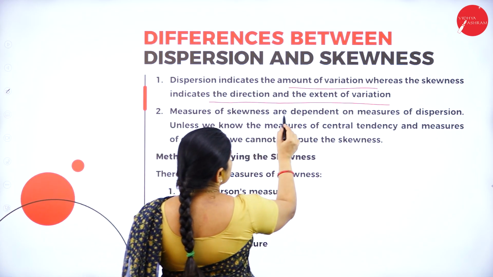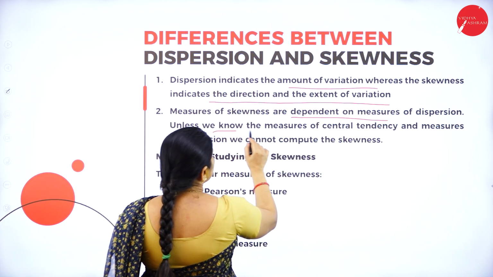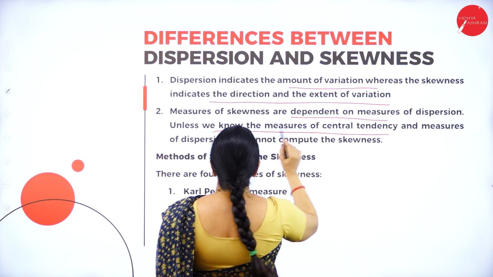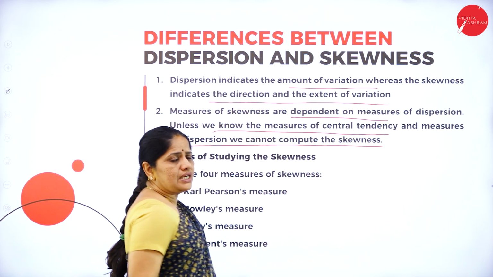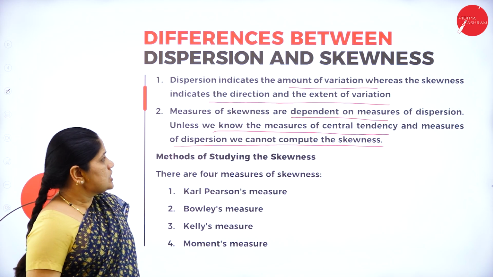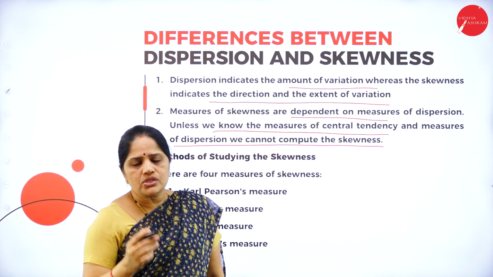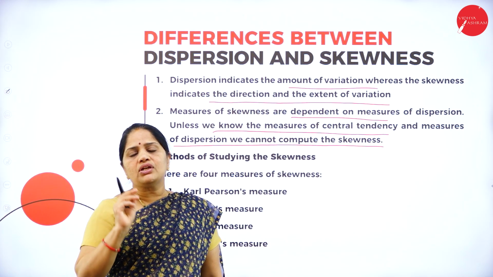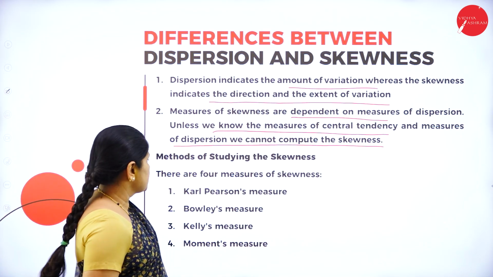The measures of skewness depend on measures of dispersion. Unless we know the measures of central tendency and measures of dispersion, we cannot compute the skewness. So the measures of skewness are dependent on measures of dispersion. Until we calculate the measures of dispersion, we cannot calculate the measure of skewness.